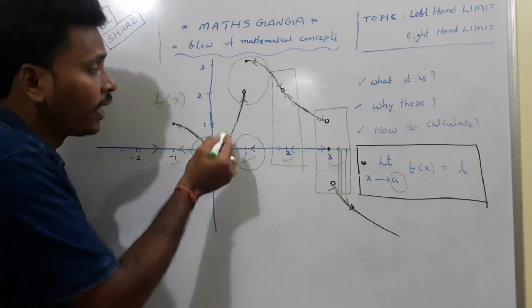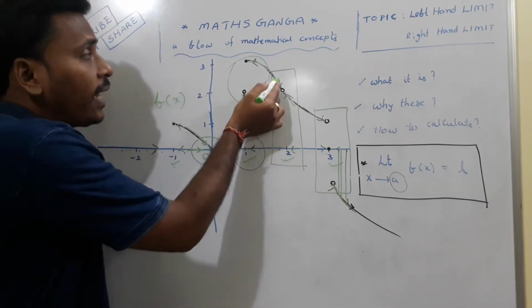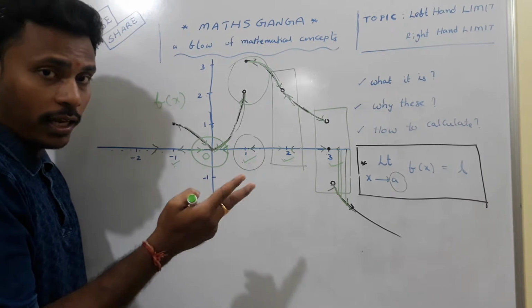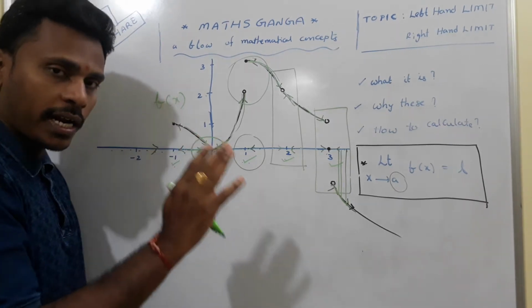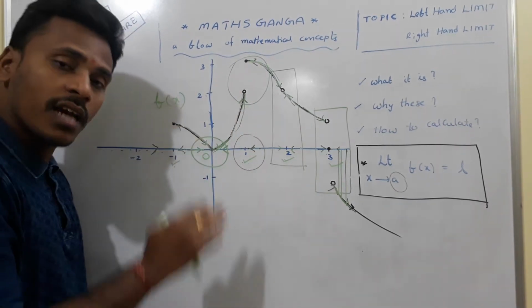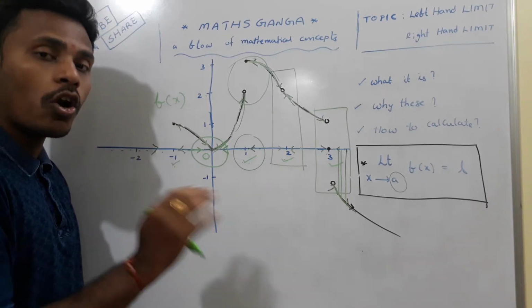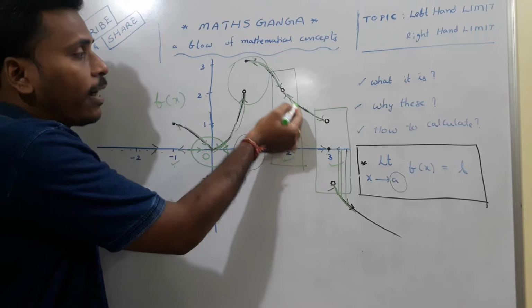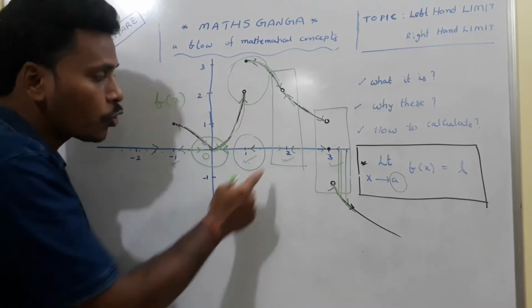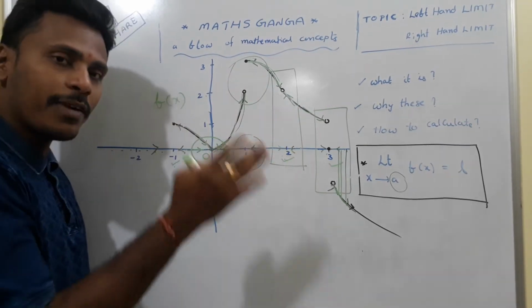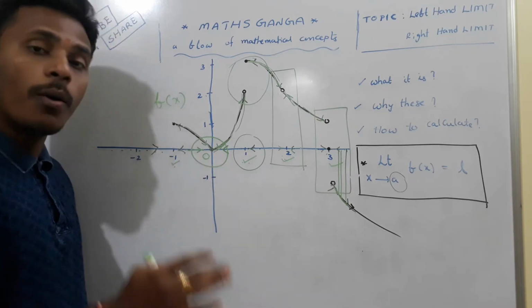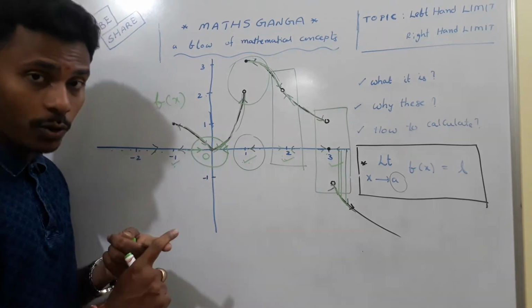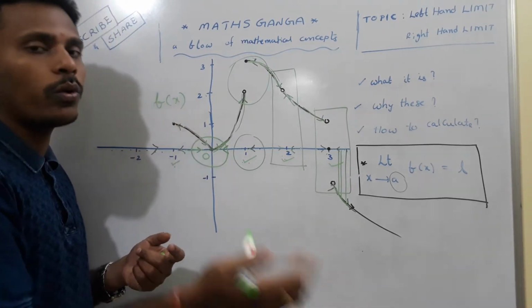But at 1, the left side limit is 2 and the right side limit is 3. Both are not equal. The left hand limit exists and it is 2, the right hand limit exists and it is 3, but the limit does not exist in this case. At 2, the left hand limit is 2, the right hand limit is also approaching 2. So in the region of 2, the left hand limit is 2, the right hand limit is 2, both exist and both are equal, so the limit also exists and equals 2.